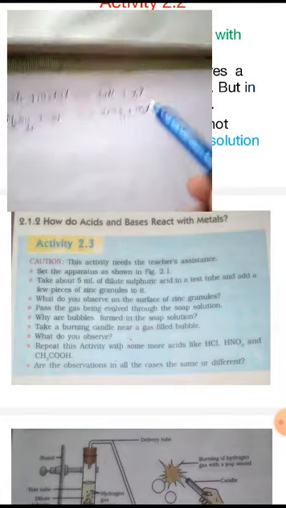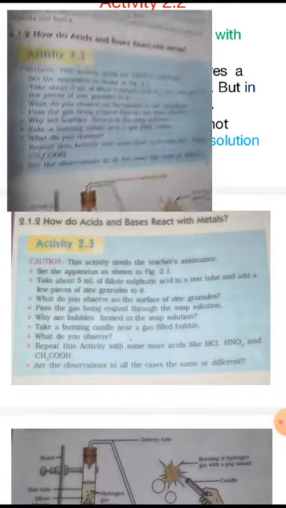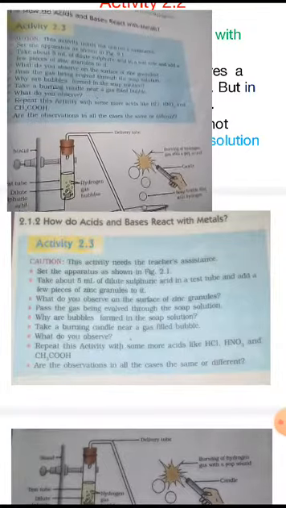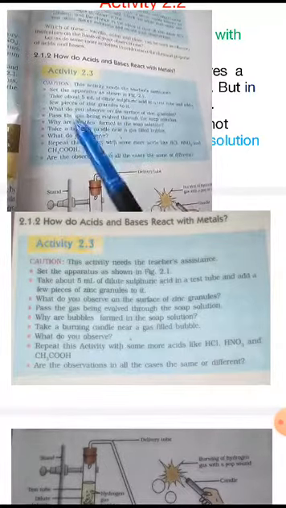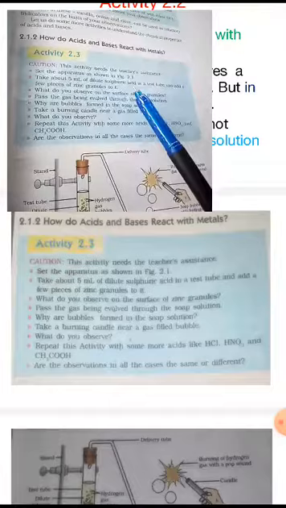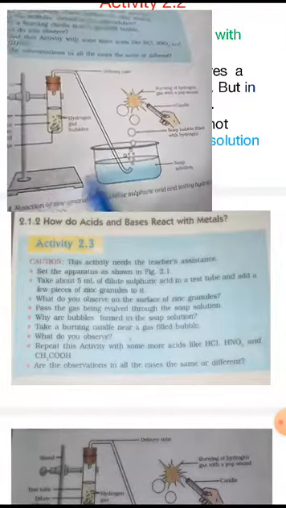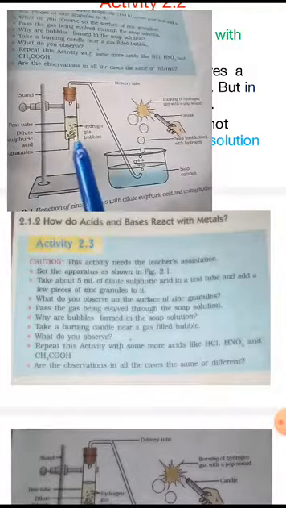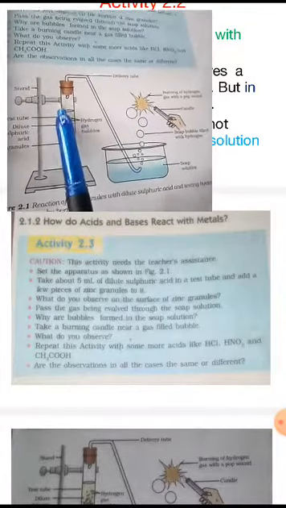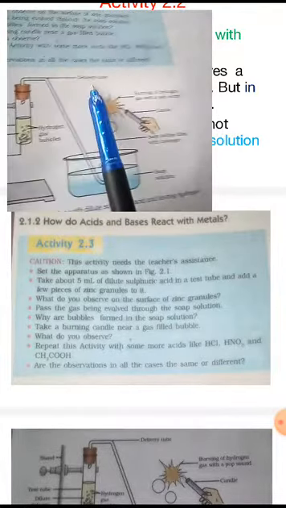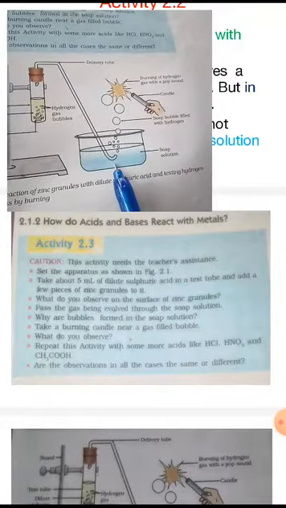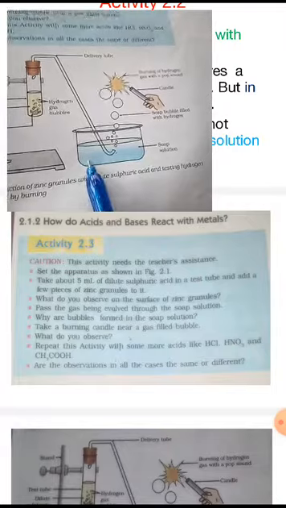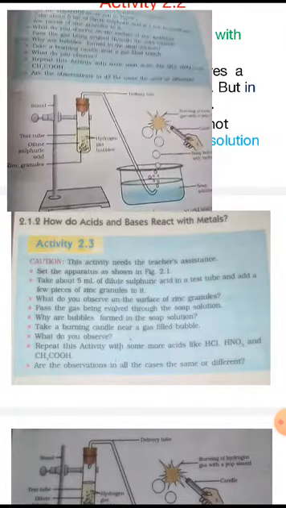Here they have given Activity 2.3 in our textbook. You can observe it in the PPT also. See the activity. Set the apparatus as shown in the figure. That means you have to set up the apparatus like that. It has a burette stand, a test tube and test tube holder, and a bent delivery tube, and one end of the bent delivery tube is immersed in a jar containing soap solution.